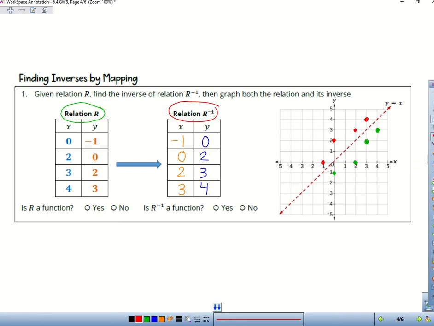So can everyone see the relationship between these two relations? You notice that they're a reflection over the line y equals x. That means that they are inverses.